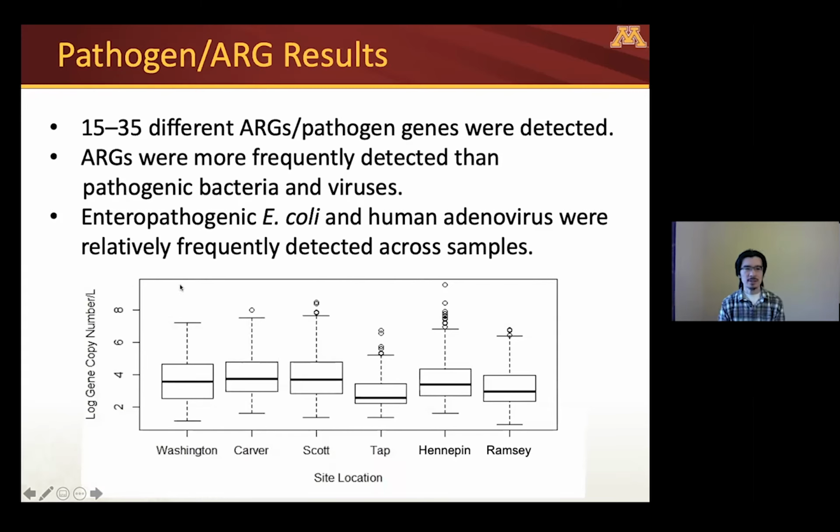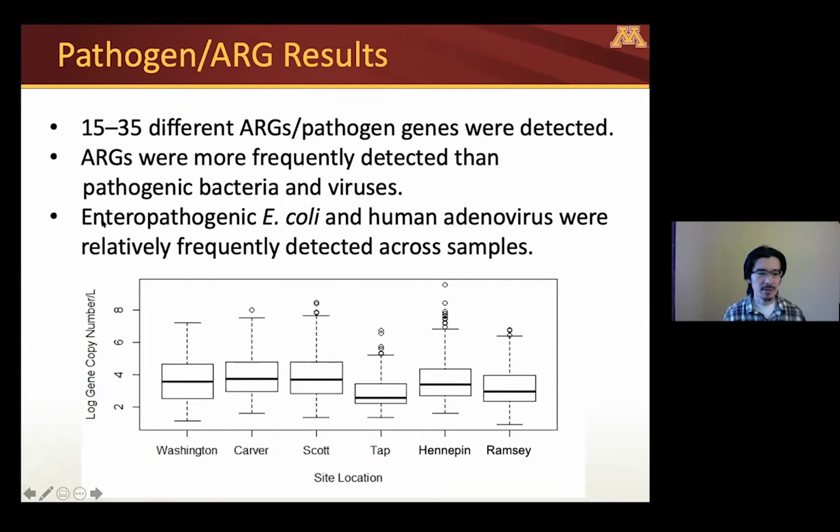So this is a summary of pathogen and ARG results. From 15 to 35 different ARGs and pathogen genes were detected. ARGs were more frequently detected than pathogenic bacteria and viruses. Among the pathogenic bacteria and viruses detected, enteropathogenic E. coli and human adenoviruses were relatively frequently detected across samples.